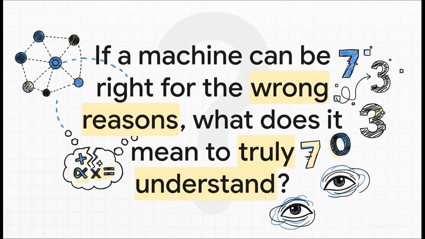And that kind of leaves us with a final big question to think about. Our network learned to recognize digits, but it didn't learn the idea of a digit the way a person does. It just found a weird mathematical shortcut that works. So if a machine can be right for reasons that we can't comprehend, or for reasons that just feel fundamentally wrong, what does that tell us about the nature of understanding itself?